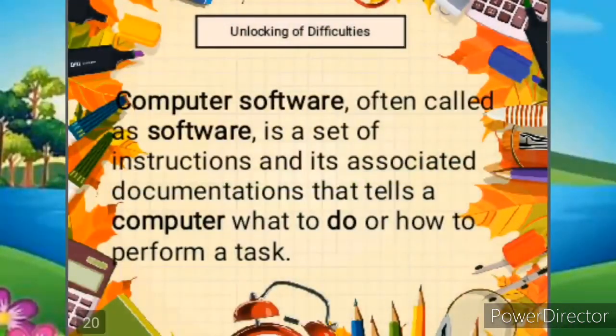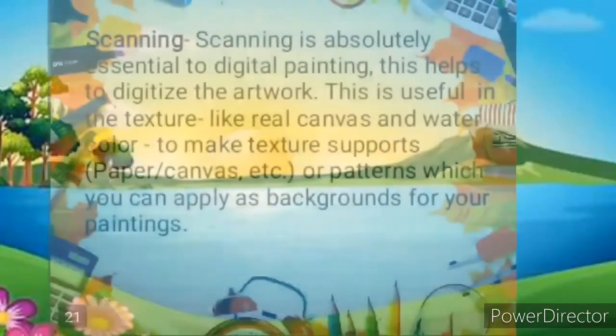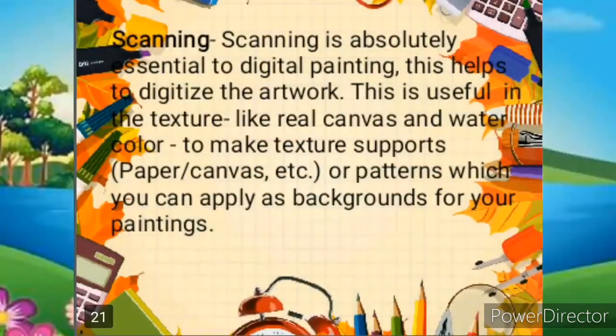Number 3 is computer software, or often called software. It is a set of instructions and its associated documentation that tells a computer what to do or how to perform a task.